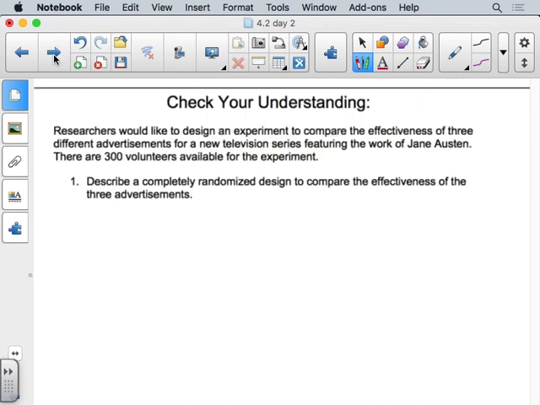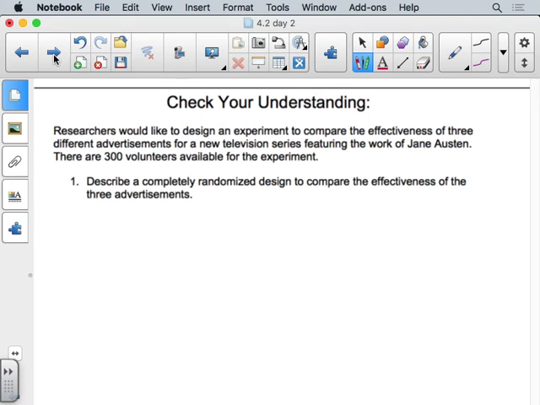Alright, let's see. An example, just so we can do another one here. Researchers would like to design an experiment to compare the effectiveness of 3 different advertisements for a new TV series featuring the work of Jane Austen. There are 300 volunteers available for the experiment. Describe a completely randomized design to compare the effectiveness of the 3 advertisements.